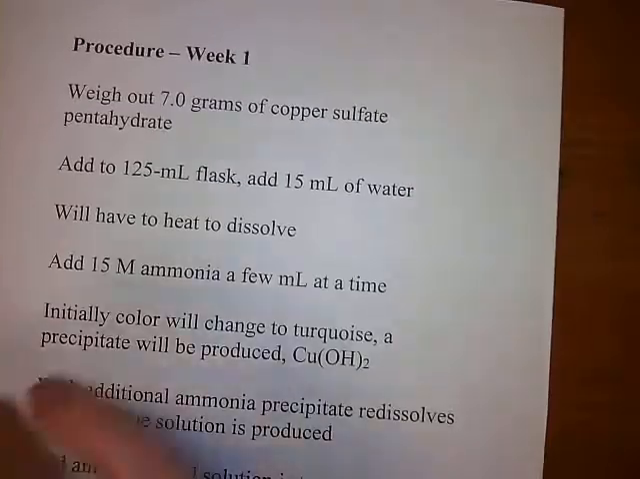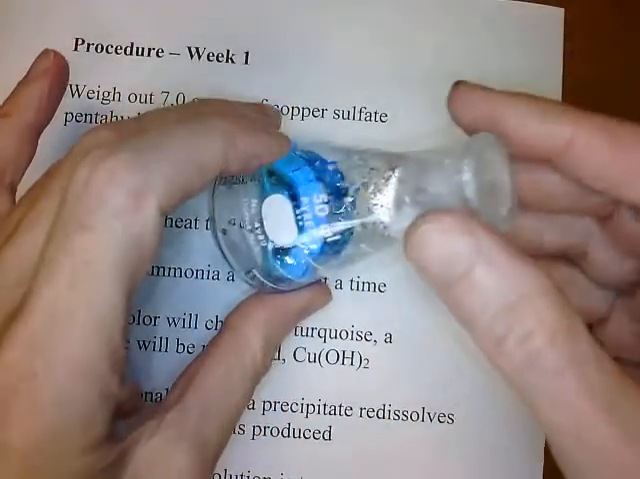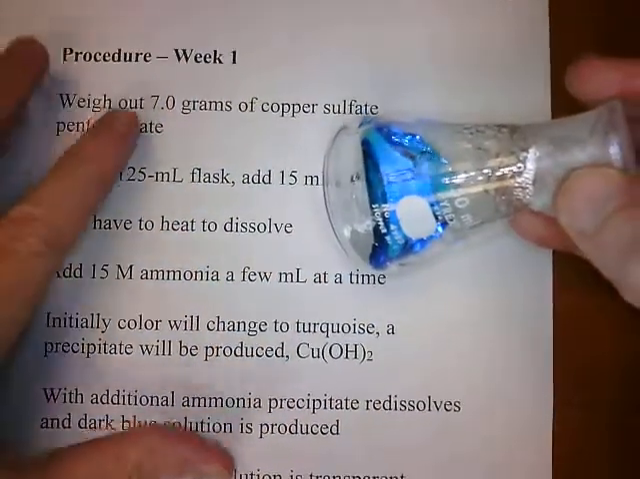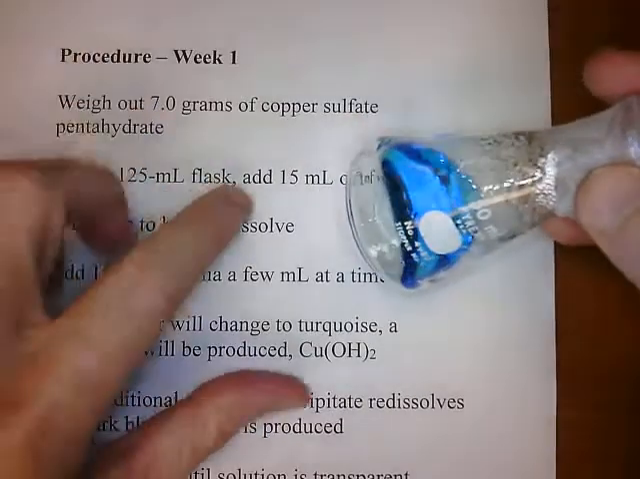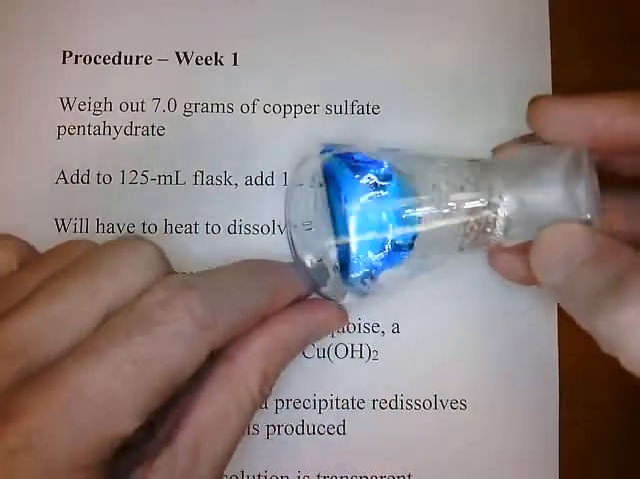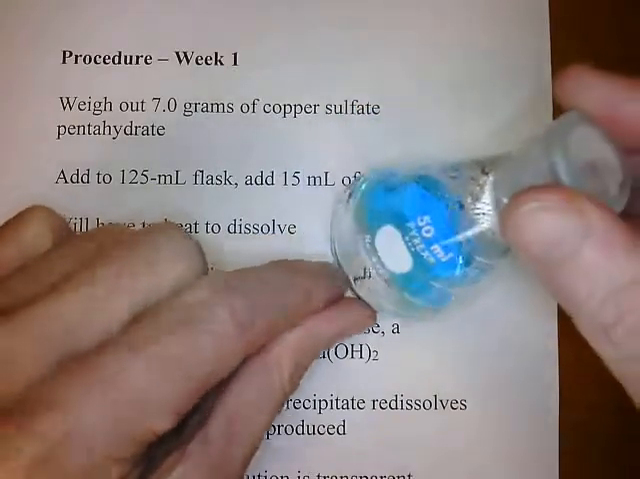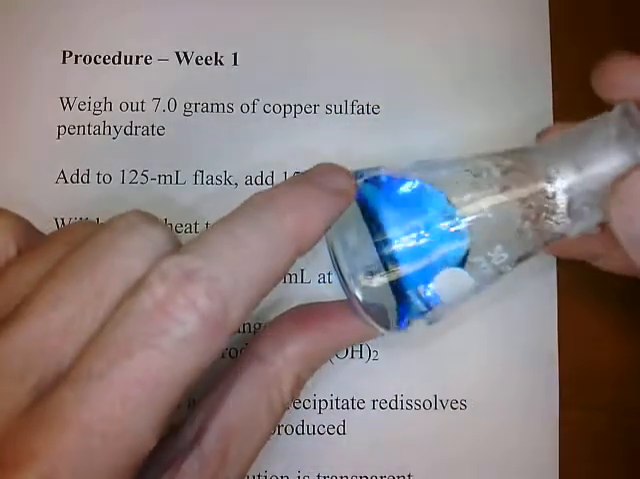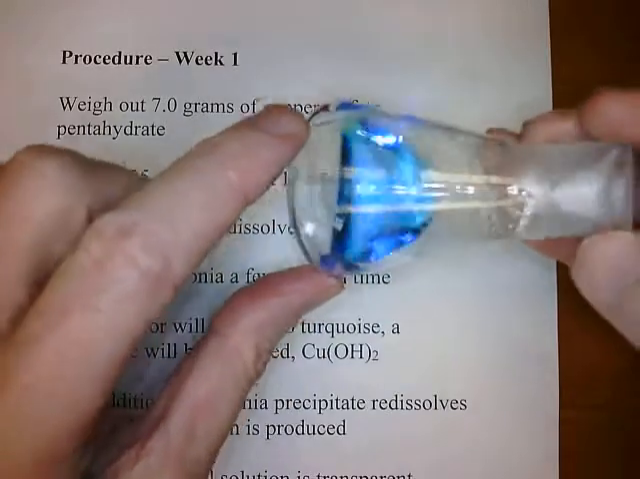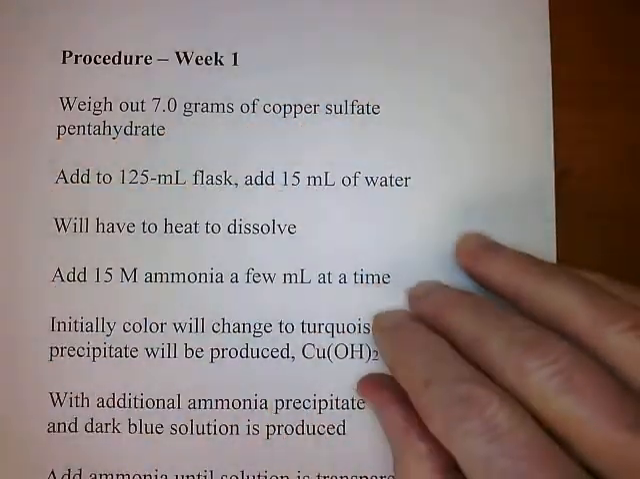Okay, and it looks like this. I did it here on a half scale, so this was basically 3.5 grams in 7.5 mL of water, but the concentration is the same. This is what it should look like in the lab. Okay, a light blue colored solution.